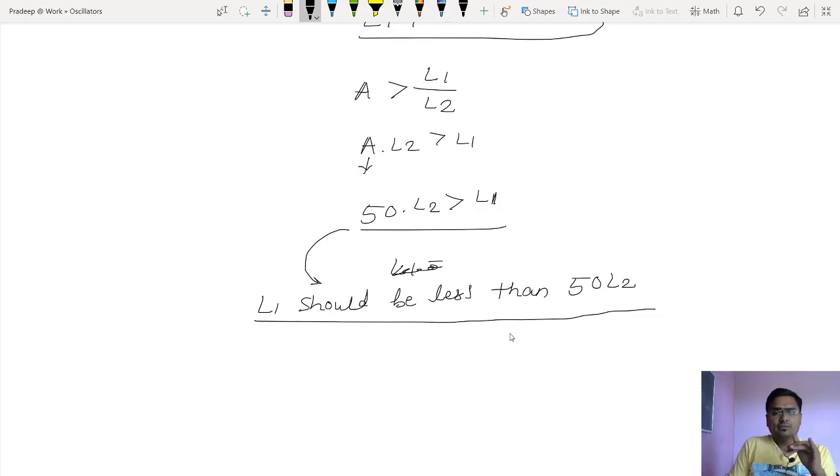Now L1 should be less than 50 L2. It can be then 20 L2, 25 L2, 30 L2, 1 L2, 2 L2, 3 L2. I can put any value from 1 to 49. Is it not? Even 45 L2 is also less than 50 L2. So 1 L2 is also less than 50 L2. So I am free to assign any value from 1 to 49. So I will go with L1 equals 20 L2.